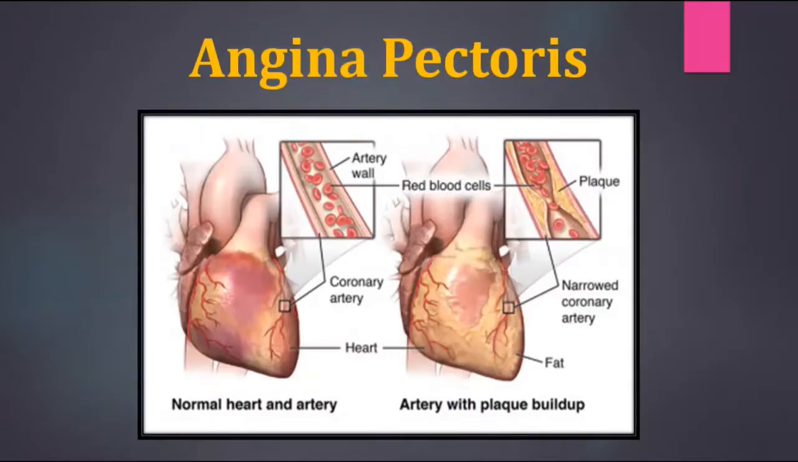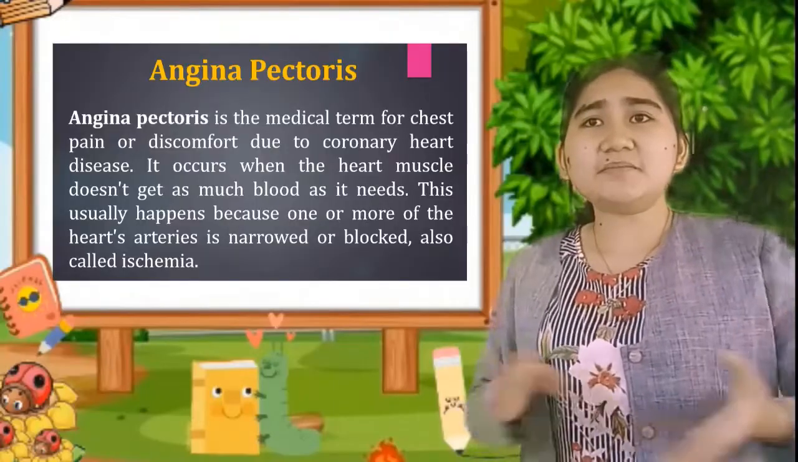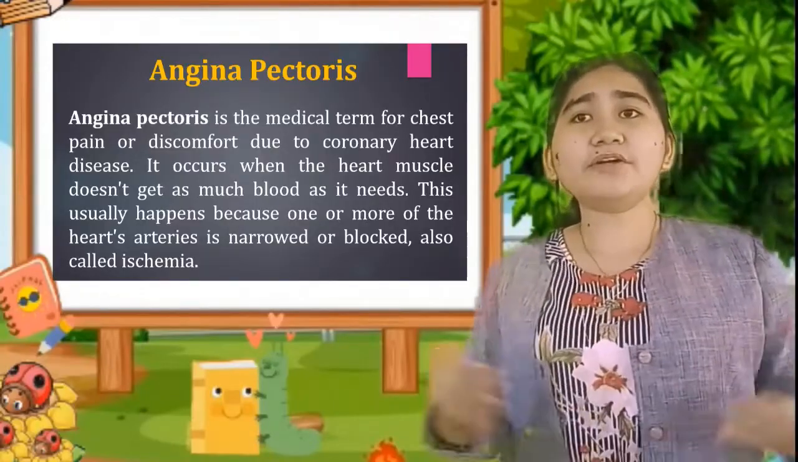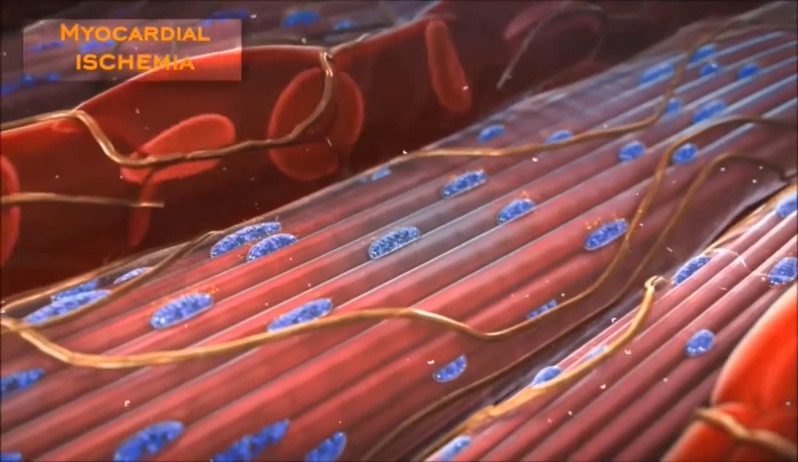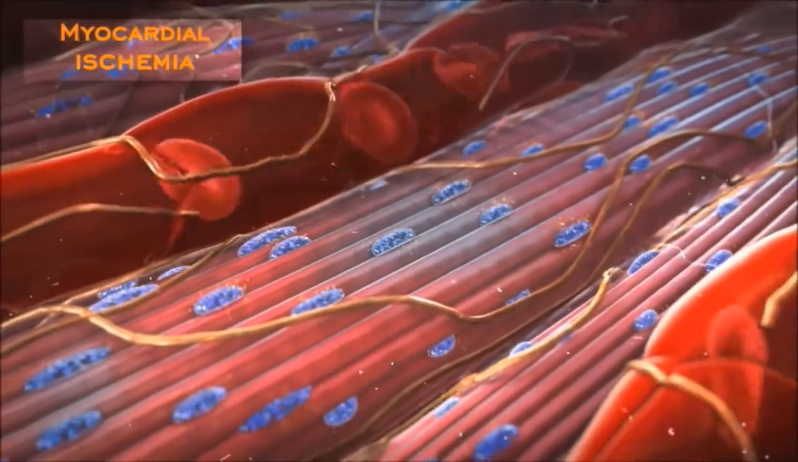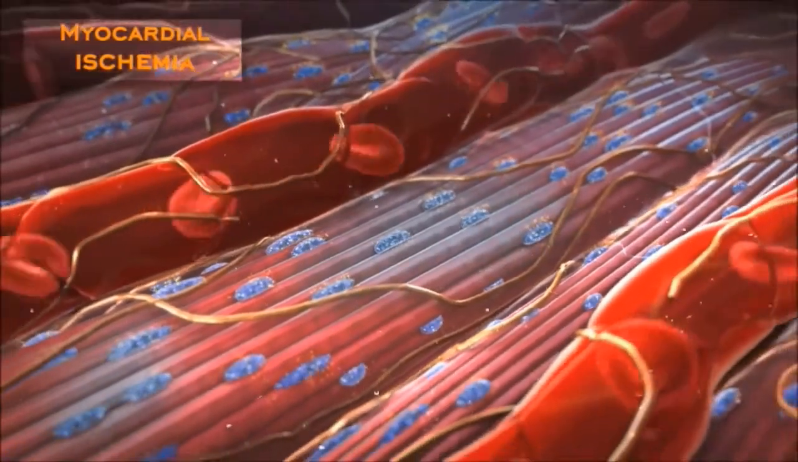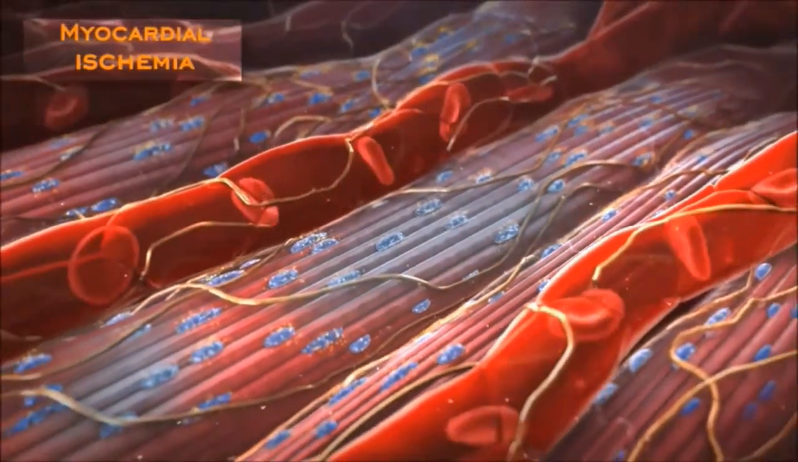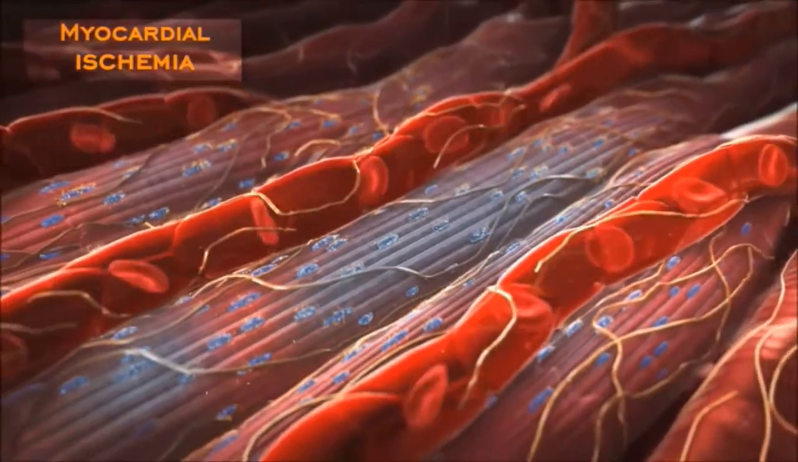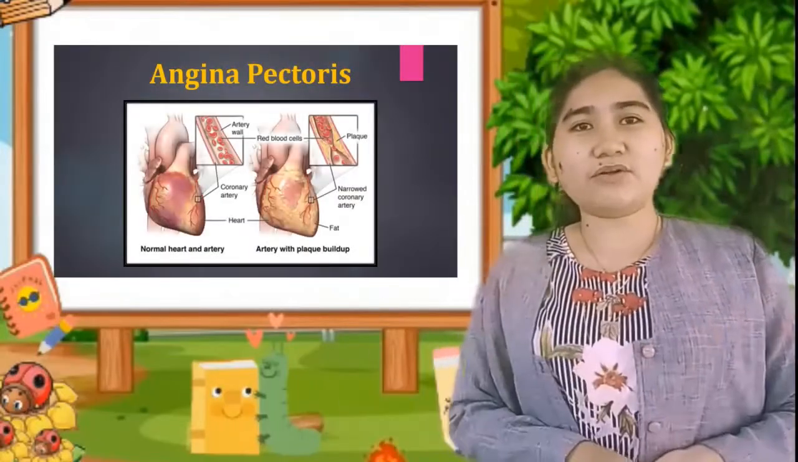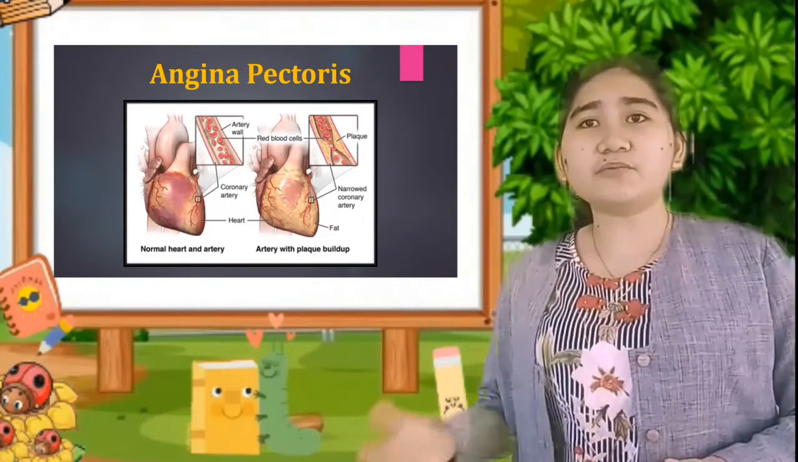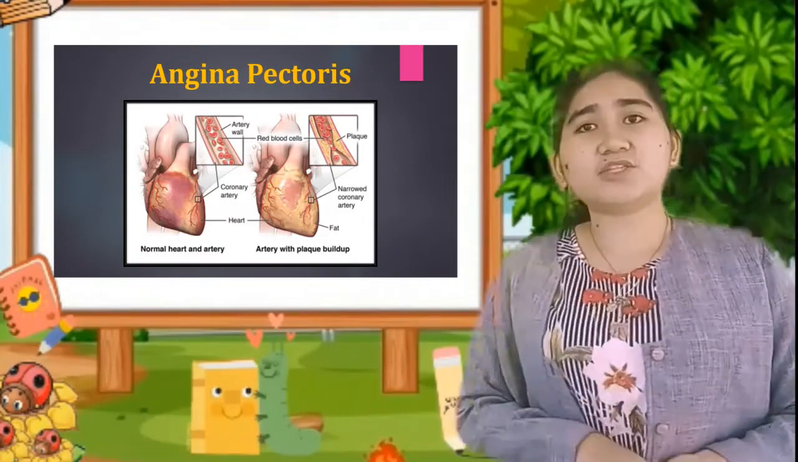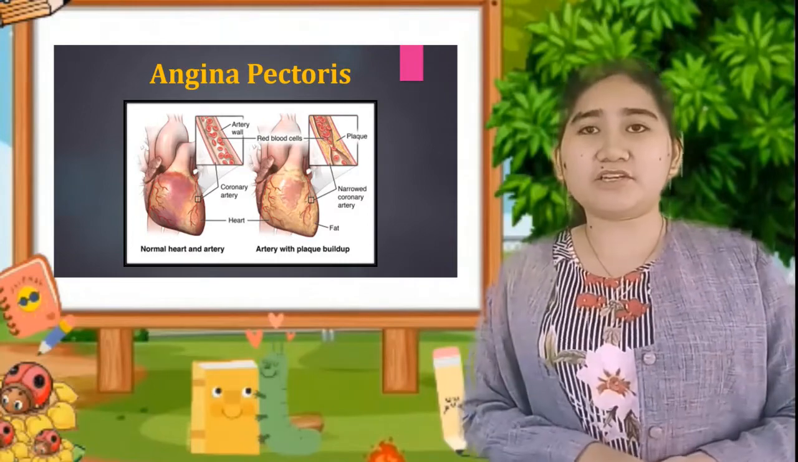Next is angina pectoris. It is the medical term for chest pain or discomfort due to coronary heart disease. It occurs when the heart muscle doesn't get as much blood as it needs. This usually happens because one or more of the heart arteries is narrowed or blocked, also called ischemia. Angina usually causes uncomfortable pressure, fullness, squeezing, or pain in the center of the chest.